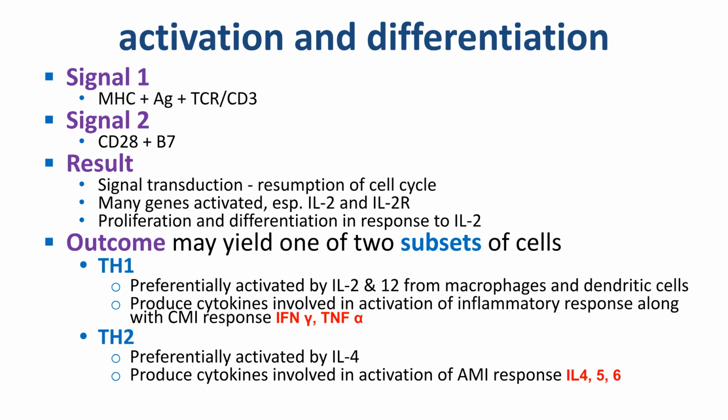They produce cytokines, including IFN-gamma and TNF-alpha, involved in activating inflammatory responses and cell-mediated immunity, particularly important for intracellular pathogens. Th2 cells are preferentially activated by IL-4. They produce cytokines including IL-4, IL-5, and IL-6, involved in activating antibody-mediated immune responses, particularly important for extracellular pathogens. This bifurcation determines whether immune responses are primarily cellular or humoral.